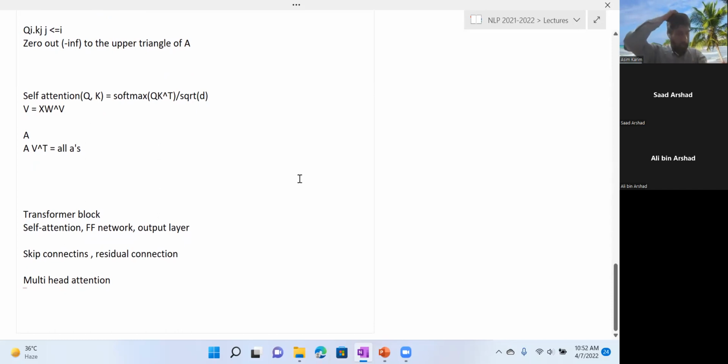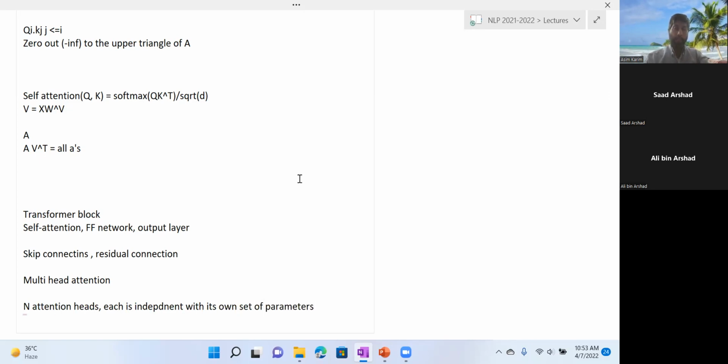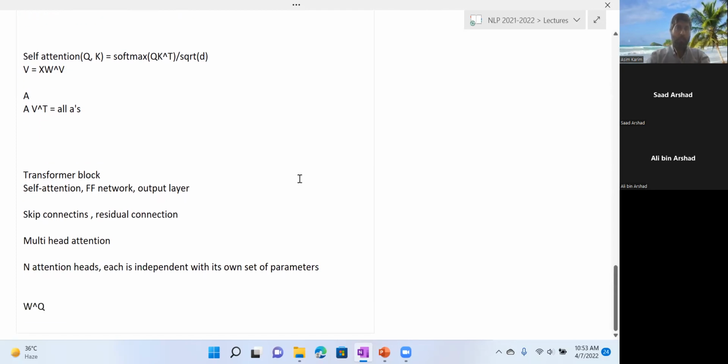ठीक है? तो the idea is that जो हमने previous सारी कहानी attention की है, you now have, let's say, n, lower case n attention heads. So each is independent with its own set of parameters. ठीक है, तो हमने पीछे पैरामीटर्स क्या बताए थे? W_Q, W_K and W_V. But now you will have separate parameters for each of those attention heads.